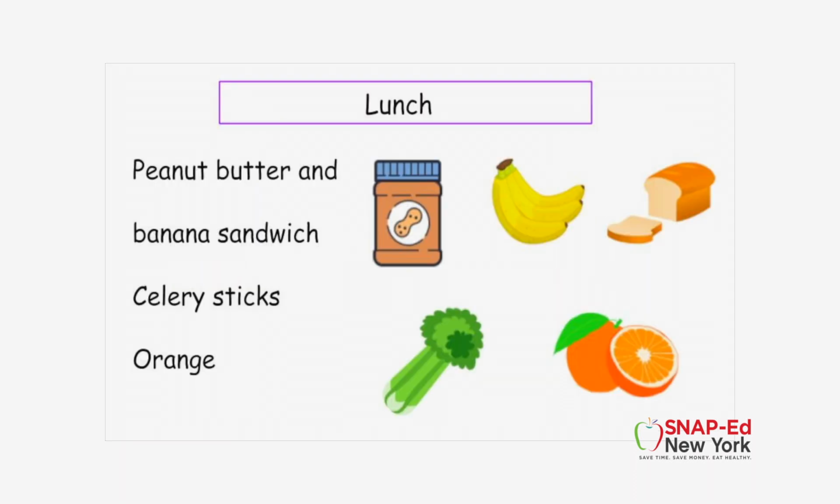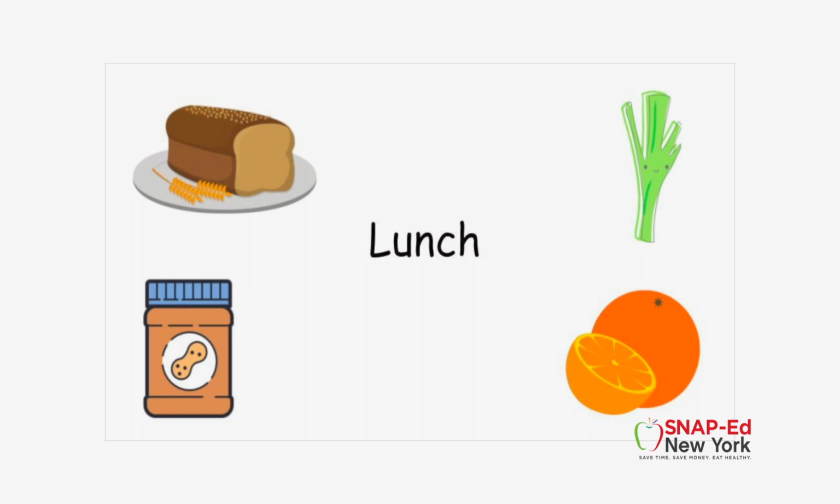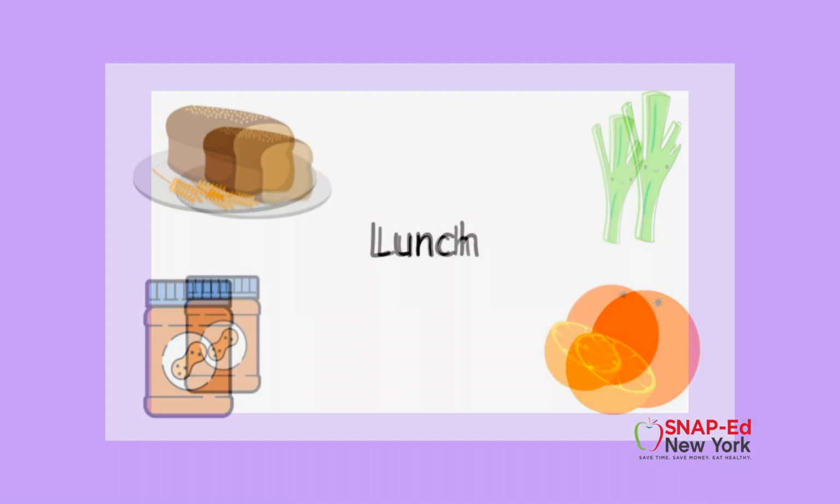All right, now let's talk about lunch. Say I have a peanut butter and banana sandwich, celery sticks, and an orange. What do I have to change about this meal to get a whole grain? Pause the video again and think about your answer. Come back when you're done. For lunch, I would make sure that the bread on my peanut butter and banana sandwich was whole wheat bread. Whole wheat is a whole grain. White bread would be a refined grain.